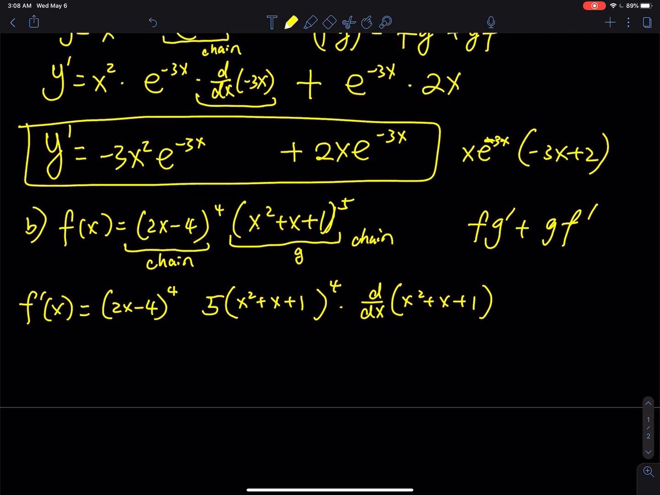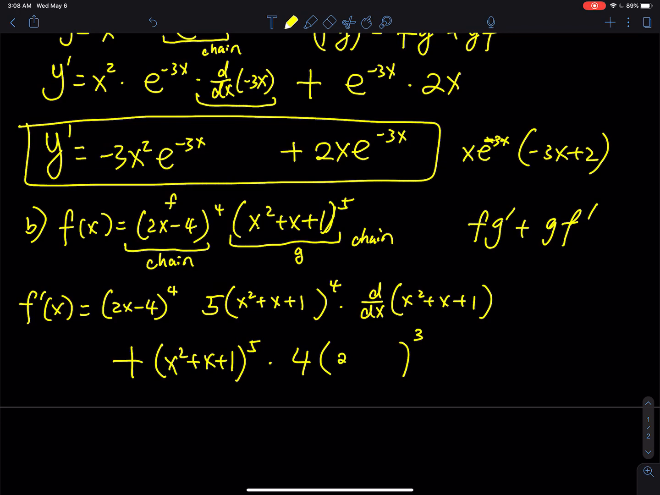And then we add gf prime, right? So for g, we just copy the g, x squared plus x plus 1 to the 5th. And then f prime is right here. So we have to take the derivative of that. So we bring the 4 down, whatever the inner piece is, I don't care right now. 4 minus 1 is 3. So which one is in which one? We have a linear function, 2x minus 4, inside a 4th power, right? So the inner piece, now we fill it in, minus 4.